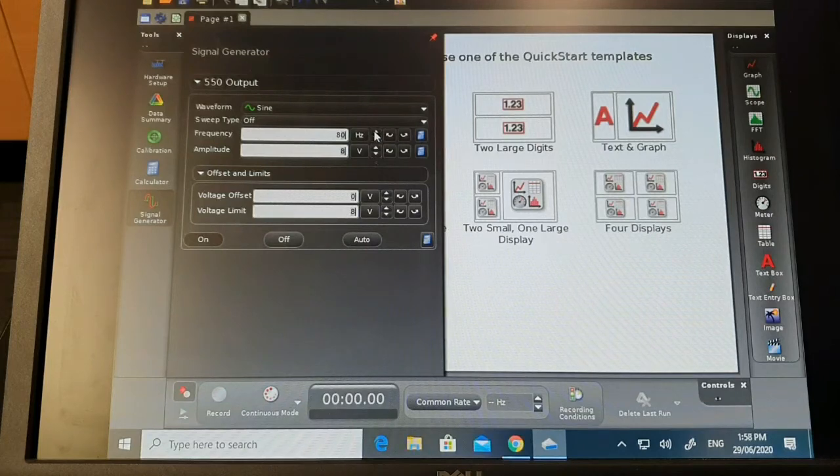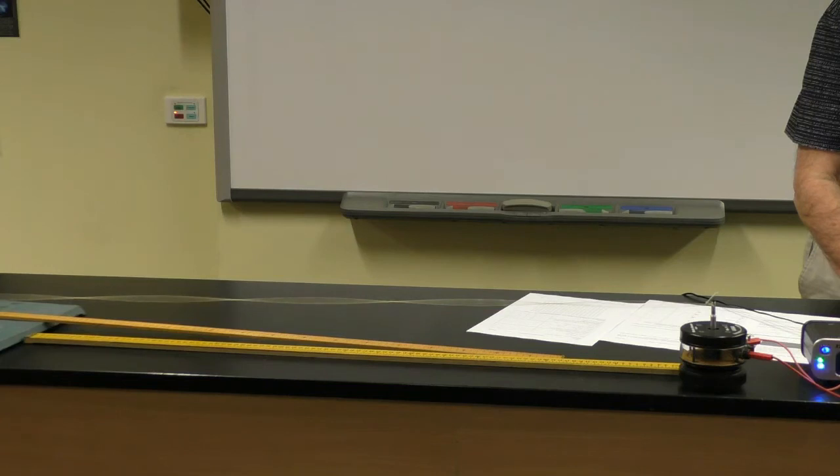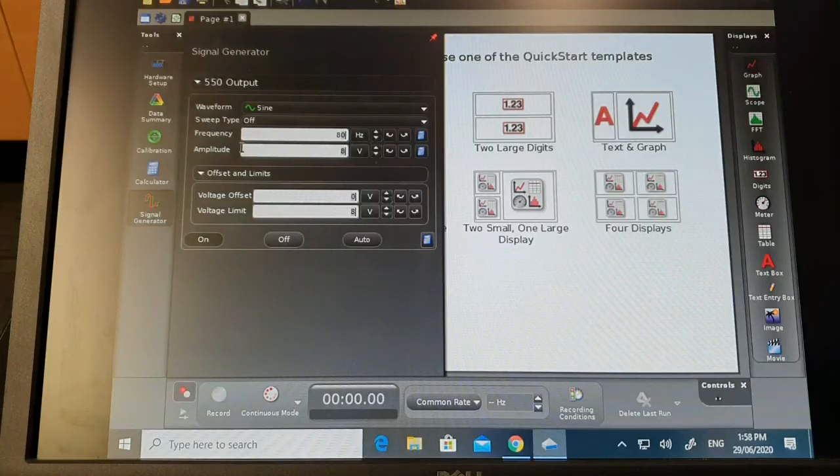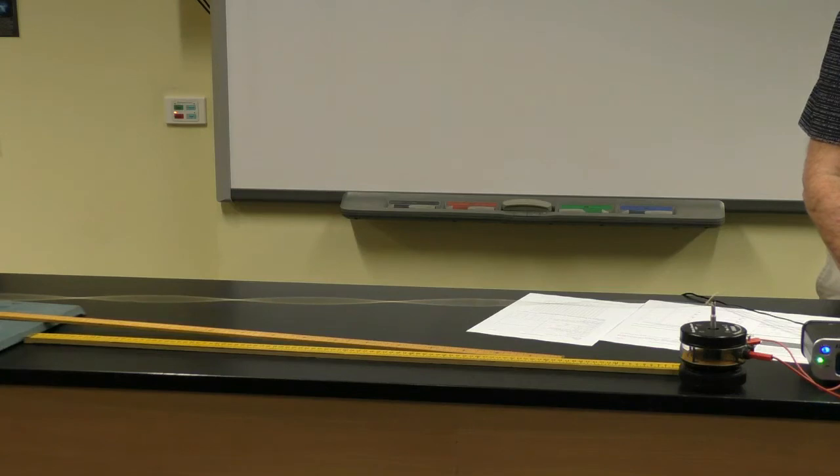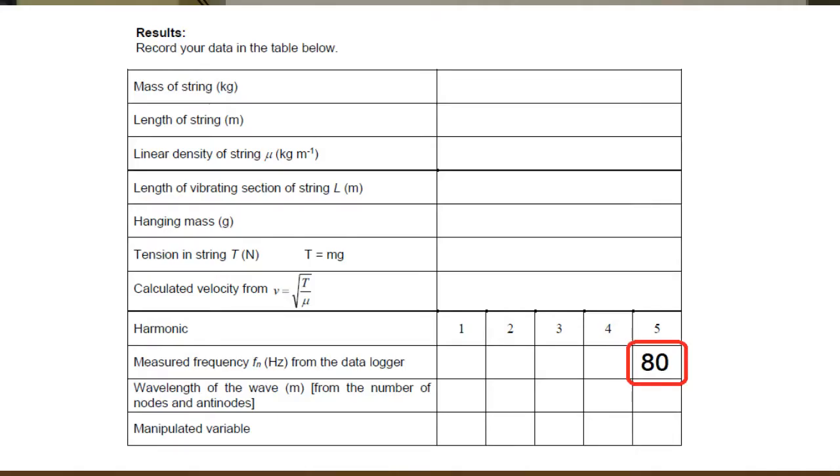That's 80 now. I'll just try up to 81. That's 81. 82. No. So I'm going to stop now, turn this off. Let's look at our table now.